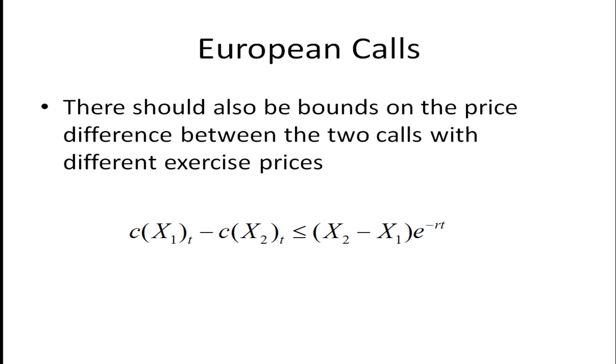There's also a condition here that shows us what the difference between the two should be if these are European calls. The difference between these two, this is going to be the higher price call, and here I have a subscript T, T signifying that it expires in T periods, or at period T, minus the second option, which expires at the same time, has to be less than the present value of the difference of these two exercise prices.